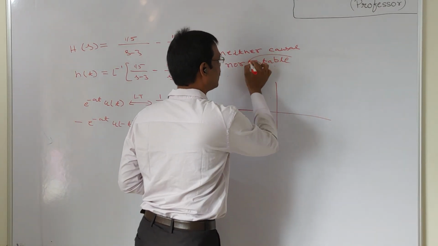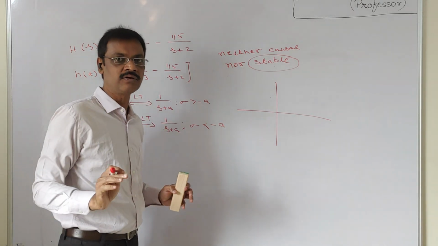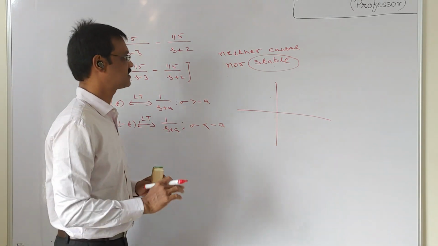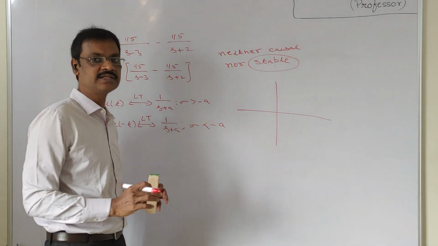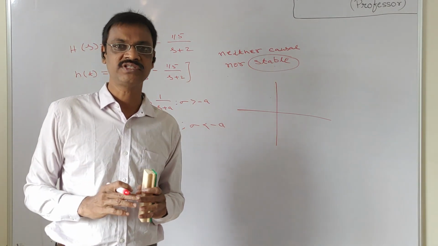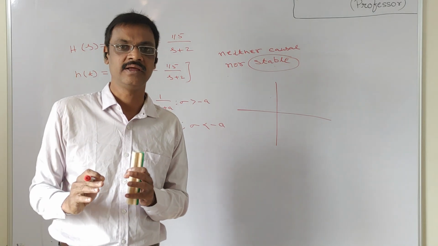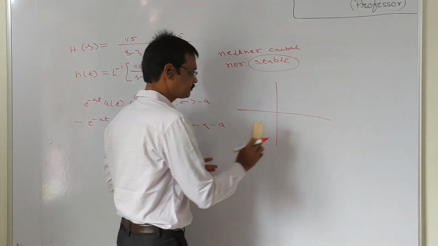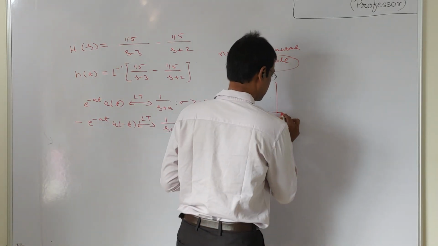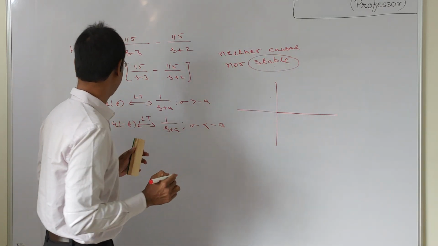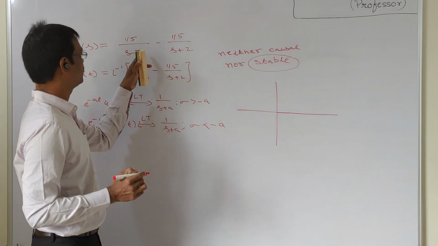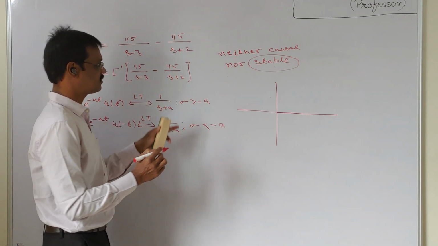Because of this condition, the ROC does not include the j omega axis. Next, it is not causal. Not causal means the ROC is definitely not right-sided. First of all, we indicate the poles for the signal: s is equal to 3 and s is equal to minus 2.